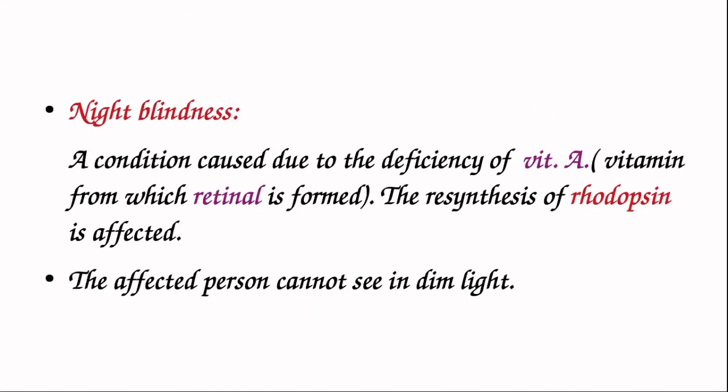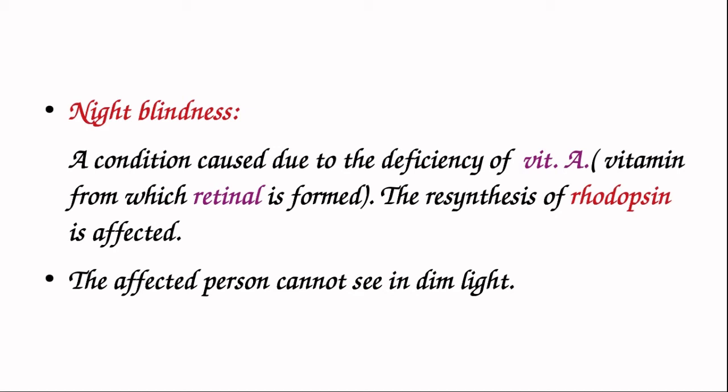Now, another condition is night blindness. It's a condition caused due to the deficiency of vitamin A. You know, vitamin A is the vitamin from which retinal, a component of the visual pigment, is formed. And when you are having a diet which is devoid of vitamin A, the resynthesis of rhodopsin will not happen. So in that case, the person cannot see in dim light.